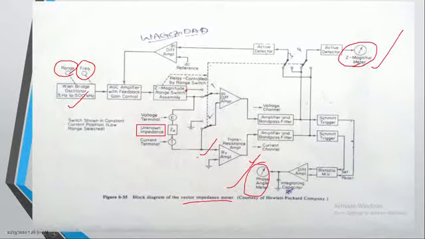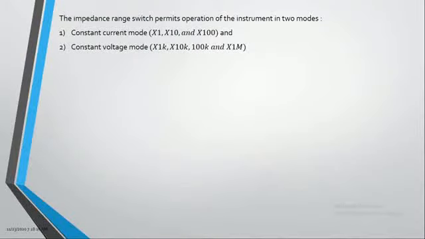Okay, in order to go further, just focus on this particular magnitude range switch. Let us go to the next slide. I'll come back to that diagram, don't worry about it. I told you that we should focus on the range switch, right? Inside that range switch we have the selections.